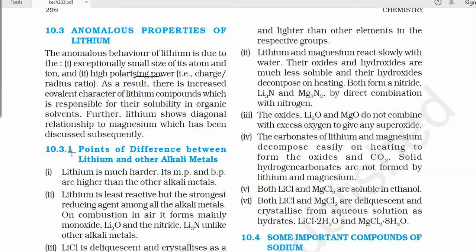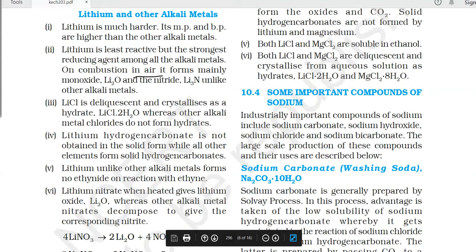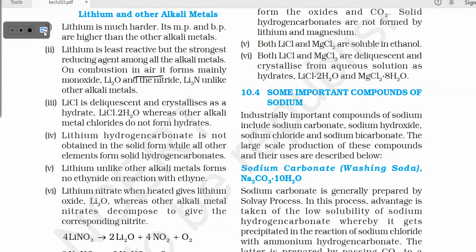So what are the differences between lithium and the other alkali metals? Lithium is much harder compared to sodium and potassium, which are very soft. Lithium is the least reactive but the strongest reducing agent among the alkali metals. On combustion in air, it forms Li2O, that is the monoxide, and it also reacts with nitrogen to form Li3N. LiCl is deliquescent and crystallizes as a hydrate, that is LiCl.2H2O, whereas other alkali metal chlorides do not form hydrates.